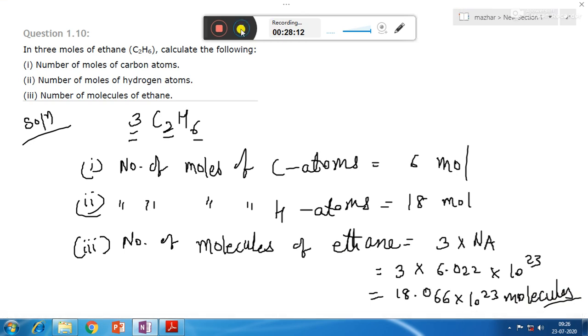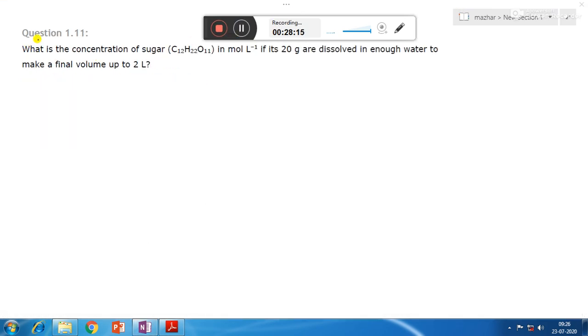Now next question is question number 11. What is the concentration of sugar in mole per liter, that means molarity, if 20 gram are dissolved in enough water to make the final volume 2 liters? So here we have to find out the molarity of the sugar solution.